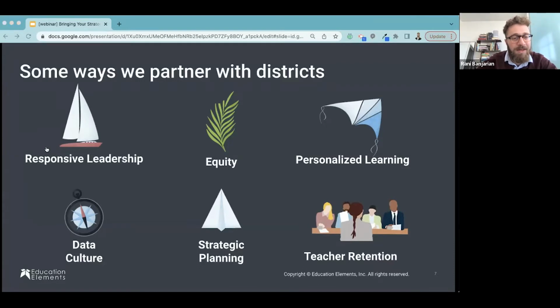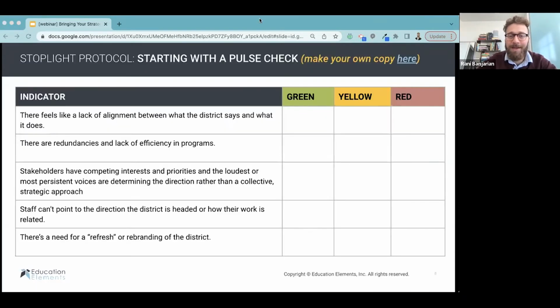The first thing that we'd like to do, and this is something that we're trying out that's new, is we've put together this protocol. You don't have to do it now, but Samantha's going to put a link in the chat that's going to force a copy so that you'll have a copy of the protocol.